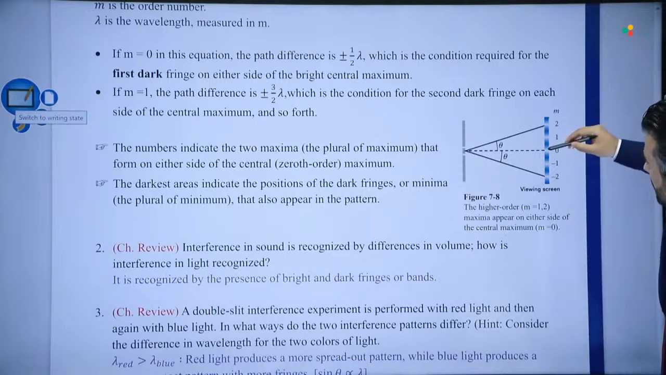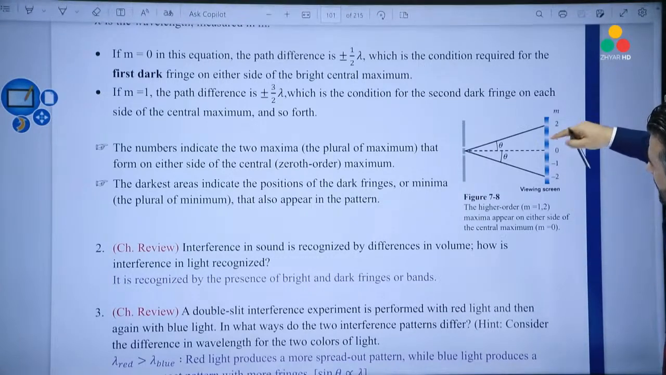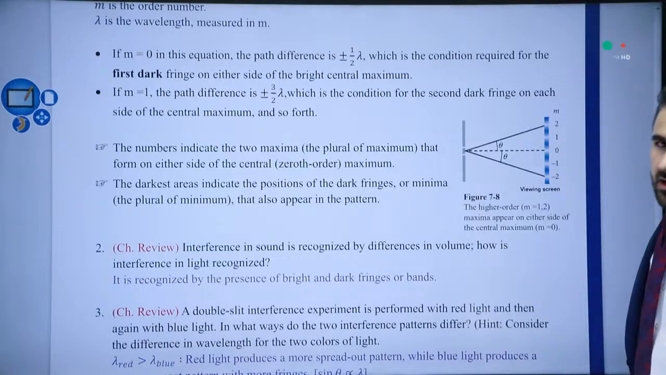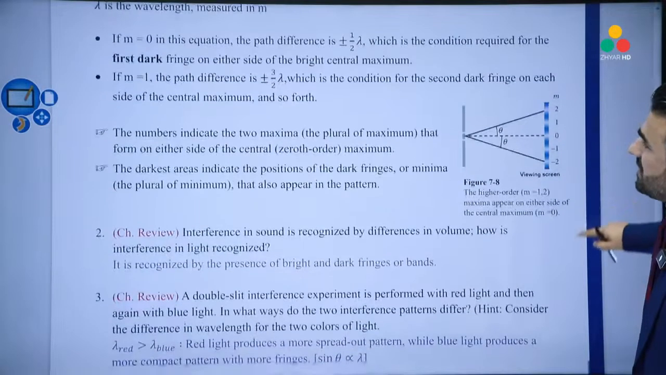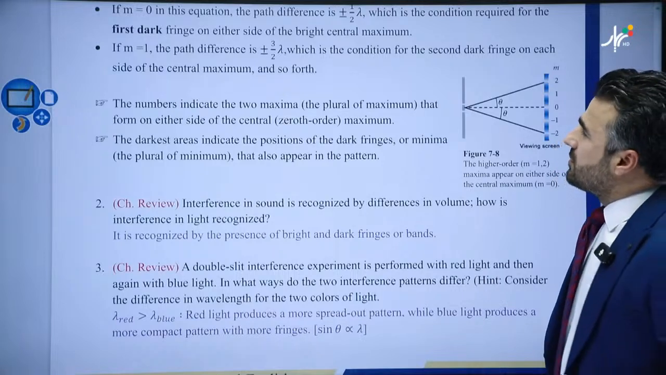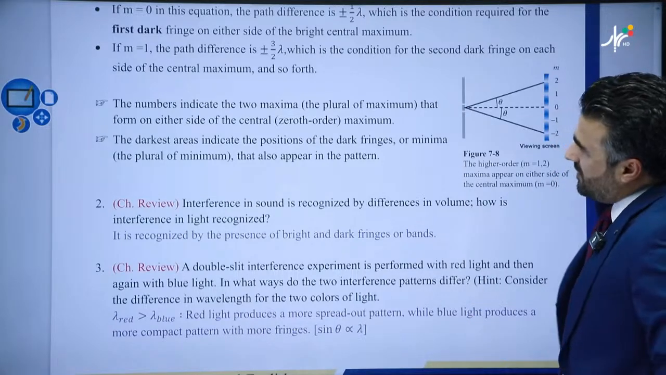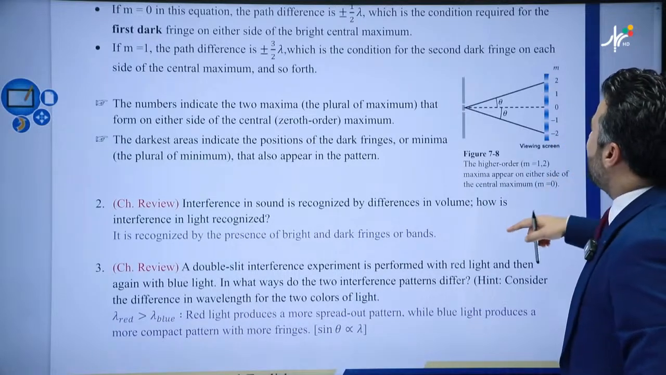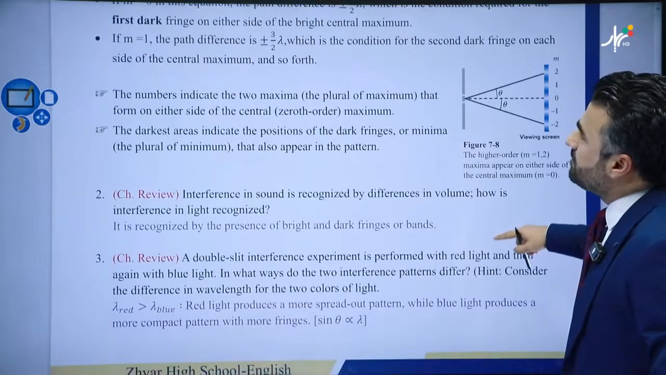If we assume that these are the bright ones, this one here is a bit dark, so you can consider those to be the dark ones, in between the bright ones. If m is 1, of course the path difference is going to be 3 over 2 here, which is basically the condition for the second dark fringe, and so on.